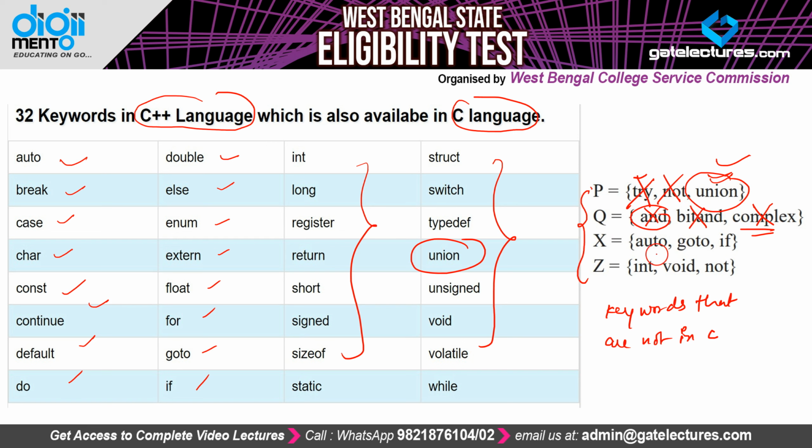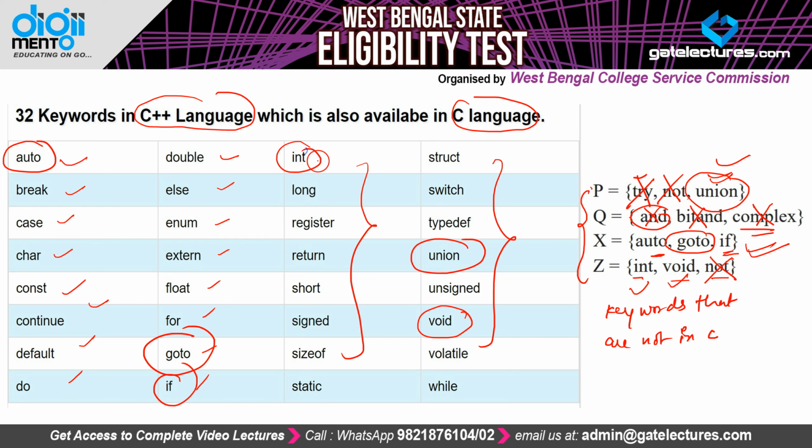Now in the case of X, as you can see, this auto keyword is present. The goto keyword here is also present, as well as the if keyword. This if keyword is also present in the C language. So this entire set is present in the C language. Okay, in the set Z, int, void, and not. Int is present in the C language, void is present in the C language, but not is not present. So you can see void is here, and int is here. So this set X contains all the keywords which are present in the C language.